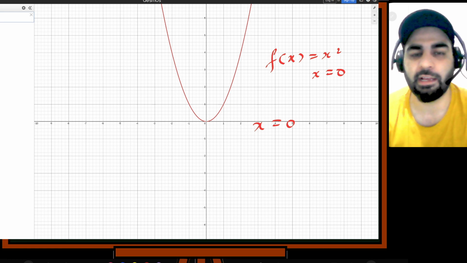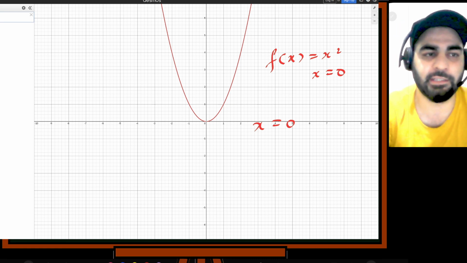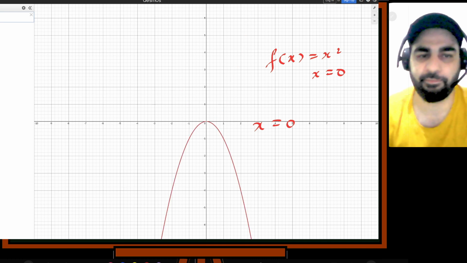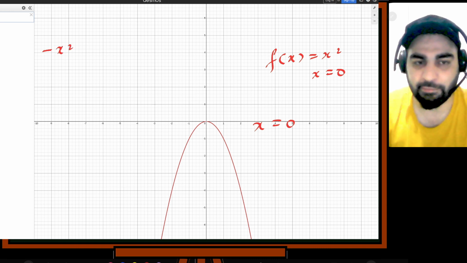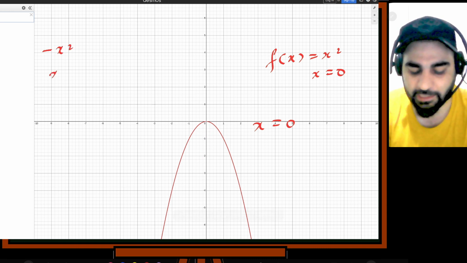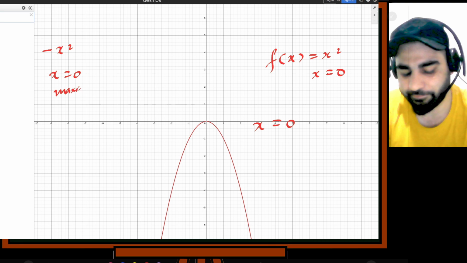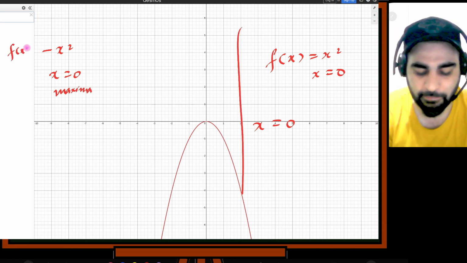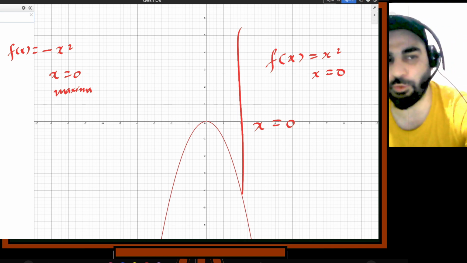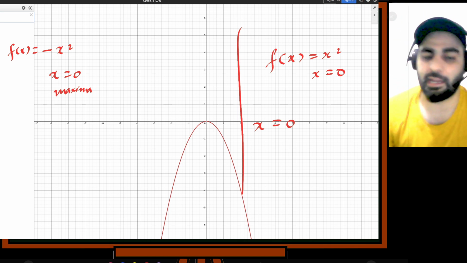Now if I somehow change this, so if I write y is equal to minus x square, you will see the function will flip. Now you are seeing that function flipped. For this minus x square, the maximum point is over here, at x is equal to 0, it has a maxima. So this is f of x is equal to minus x square, and this is f of x is equal to x square. I hope that these things are clear. I'll show you these graphs.